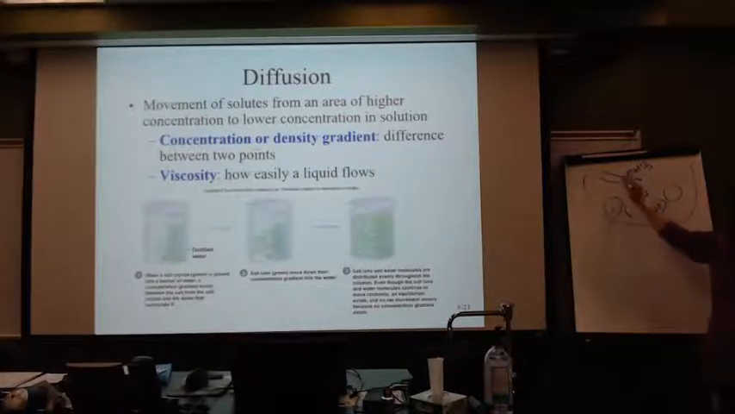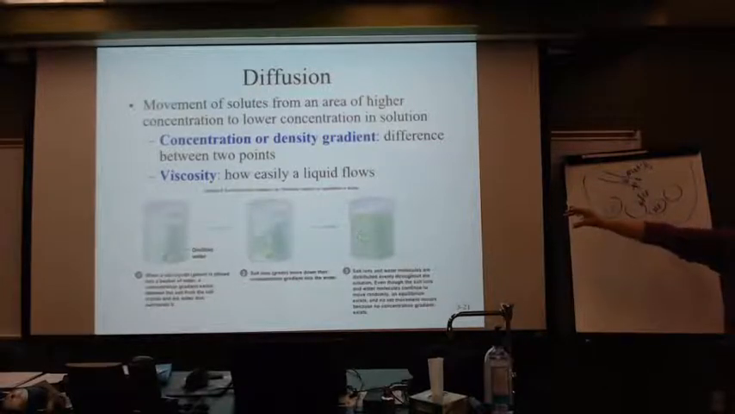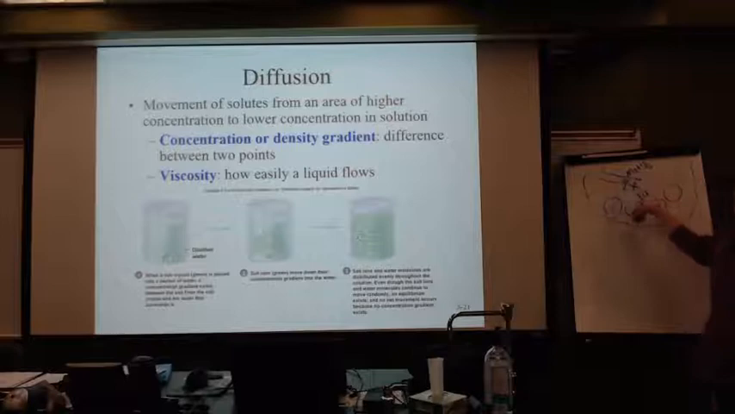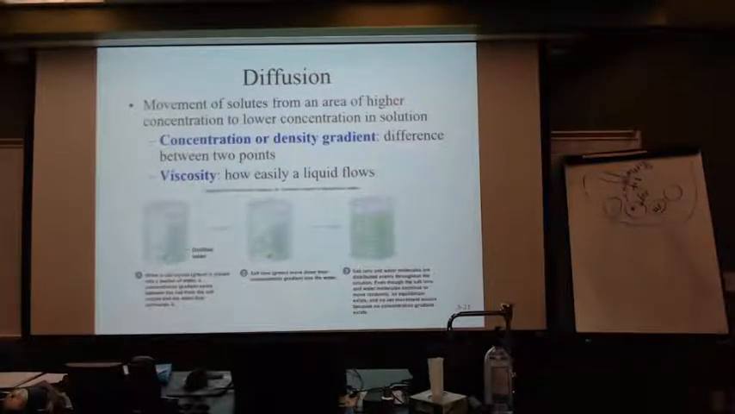That would get to diffuse. Does everybody see that? So oxygen would get to diffuse. My cells that need it would get it. And it moved from an area of high concentration to low. It moved down its concentration gradient. Does that make sense?